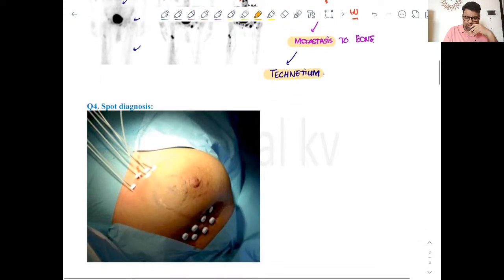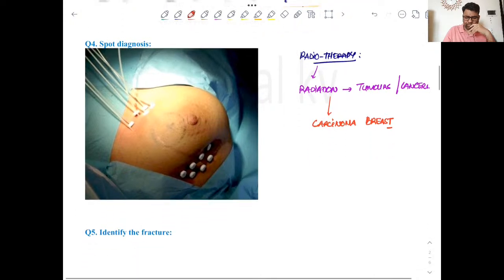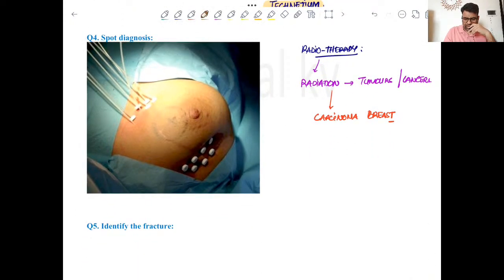Then moving forward, what is this procedure which is shown here? This is a type of radiotherapy, right? I think all of you must know what radiotherapy is. We give radiation, and this is specially given to tumors or cancers. Now in this given image you can say that yes, this is a case of carcinoma breast, right? So there is cancer of the breast, and what we have done is implant rods within the breast tissue so as to deliver the radiation to the tumor.